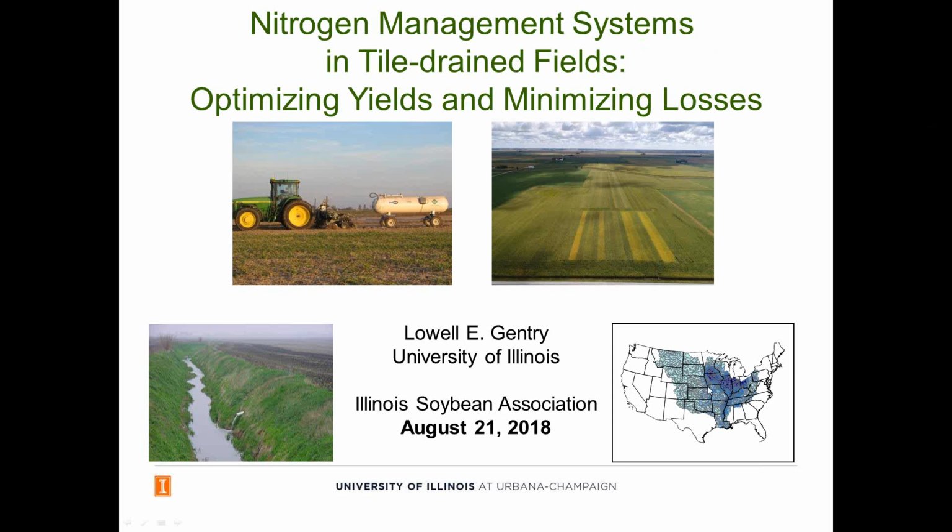And then this map here of the Mississippi River Basin shows where we're losing the most N, and it's not surprising that it's in the intensively tile drained areas of Illinois and Iowa and across the Corn Belt.